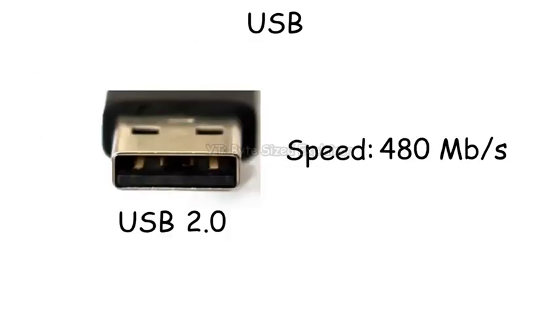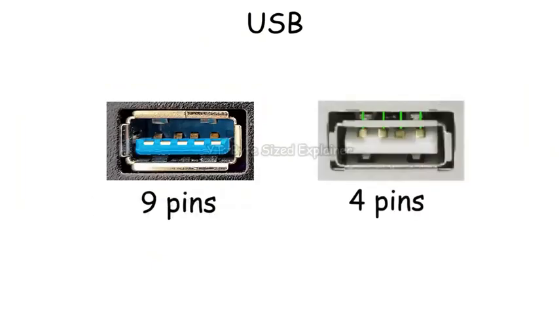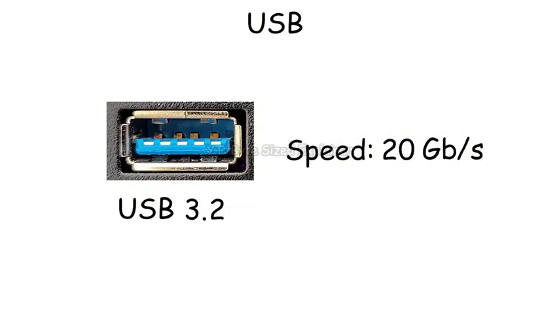Anyway, the standard these days is USB 2.0, which goes up to 480 megabits per second and usually comes in black. And then the newer ones like USB 3.0 and 3.1 can transfer 5 to 10 gigabits per second. These ports are often blue and have 9 pins instead of 4 pins, like USB 1.0 and 2.0. And then there's USB 3.2, which can go even faster, up to 20 gigabits per second.